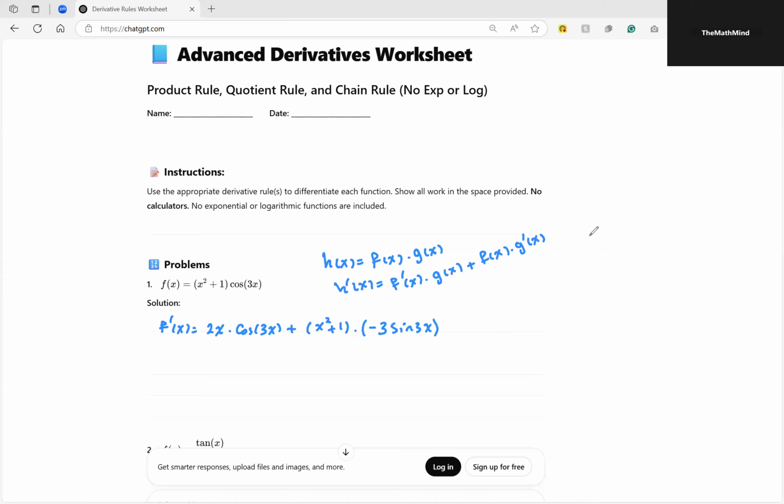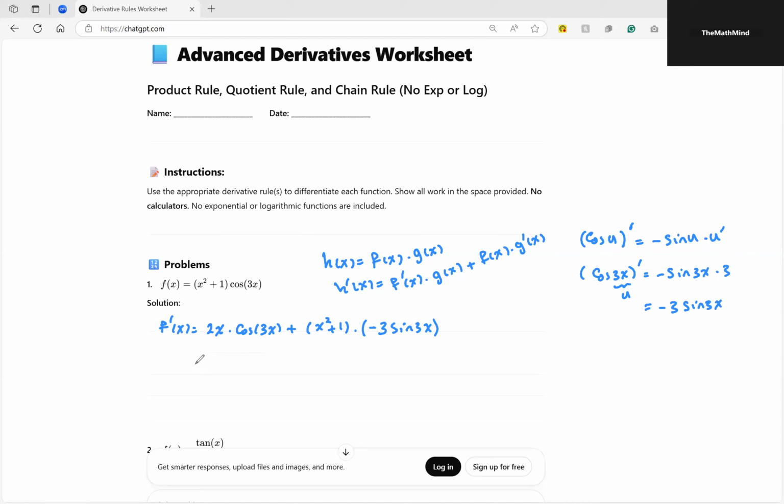So we're using the formula here for cosine u. The derivative of cosine u will be negative sine u times u prime. So when you have cosine 3x, 3x is u. It means the derivative of the base will be negative sine 3x, and then it is multiplied by the derivative of u, which is 3. And this will be negative 3 sine 3x.